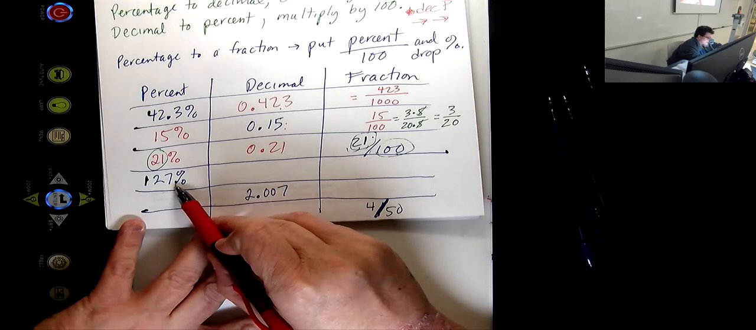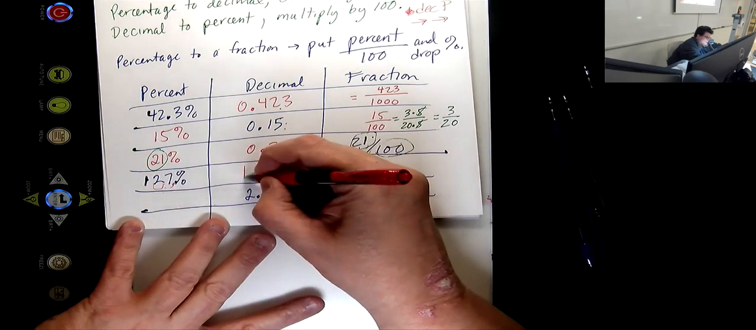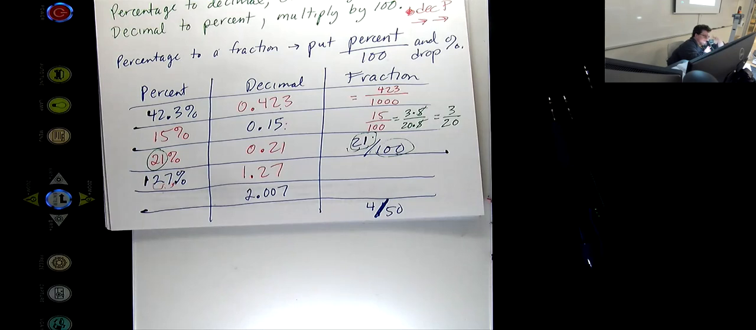So on the 127%, I move the decimal point left twice, and I get 1.27. Now, I told you percentages going to a decimal shouldn't be higher than 1 unless the percentage is over 100. And that matches up here, it's over 100.